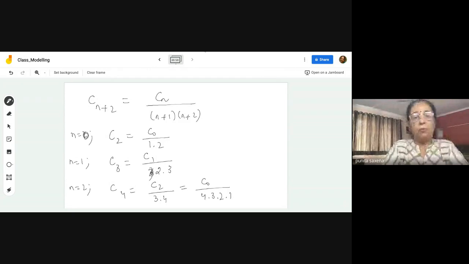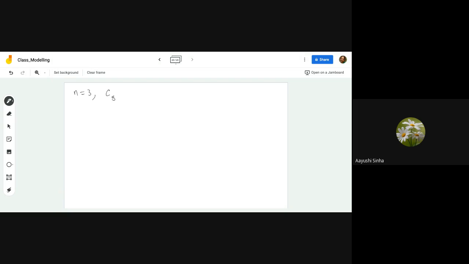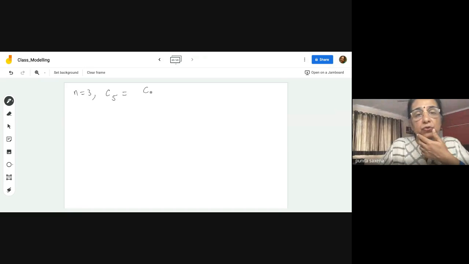Work it out yourself. What happens when n is 3? C1 by 5 into 4 into 3 into 2 into 1. Right? Can you write your C6 without using the recurrence relation?